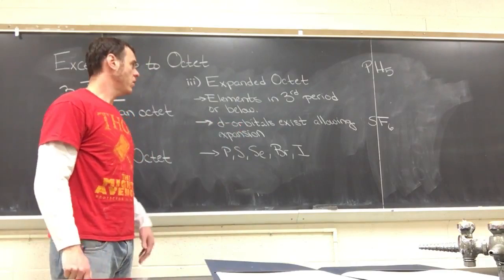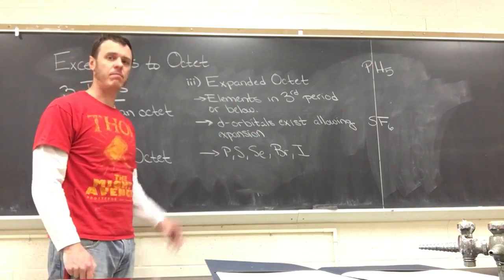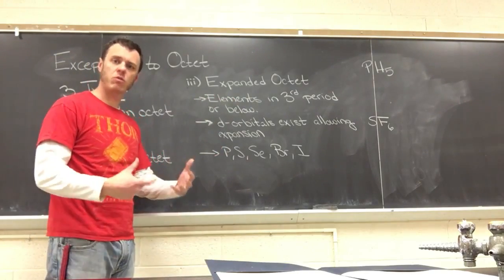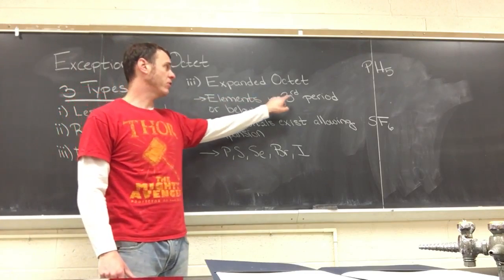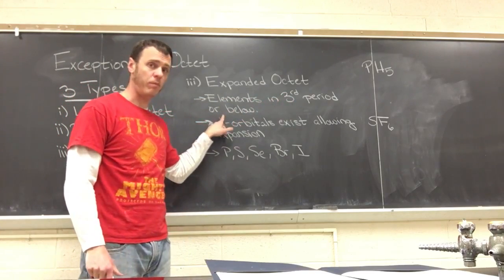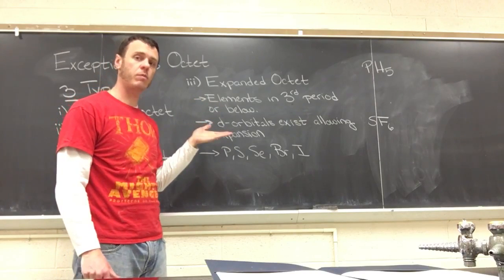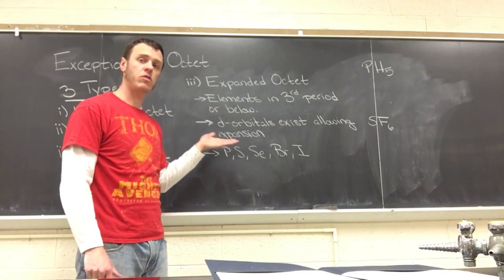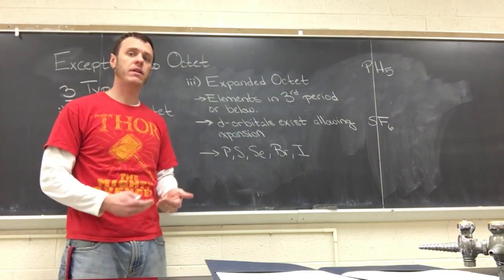And here we are again with our last exception to the octet rule, the expanded octet. One important rule here, one thing to think about is that this only occurs with elements that are in the third period or below. And the reason for that is when we get to the third period, although phosphorus and sulfur do not have any electrons that are in the d orbital, it does exist.